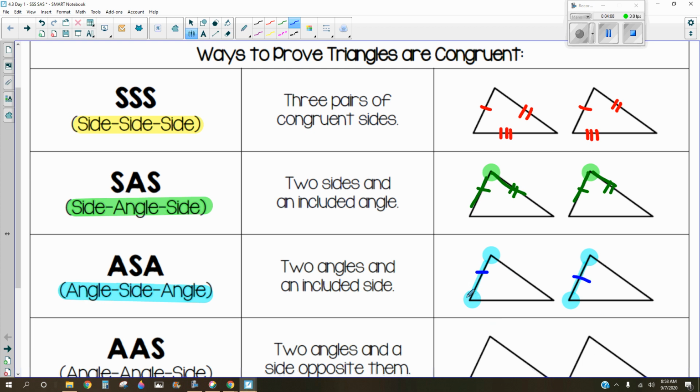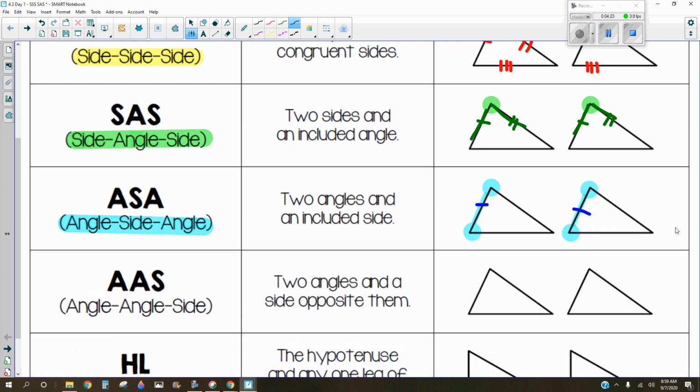connection, where it's angle connected to another angle with a side, where the one above it was a side connected to another side being held together with a single angle. So make sure you draw these pictures. You're going to need these.